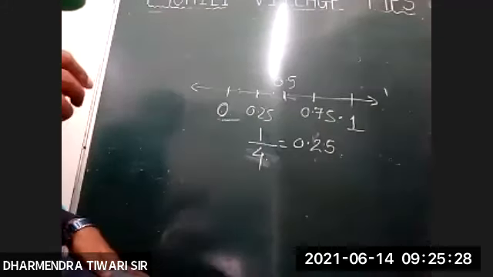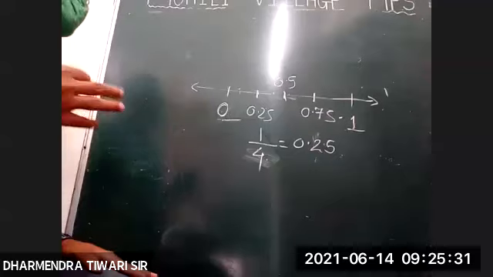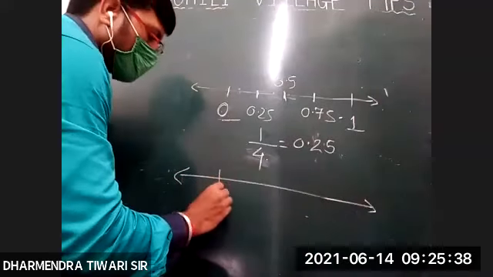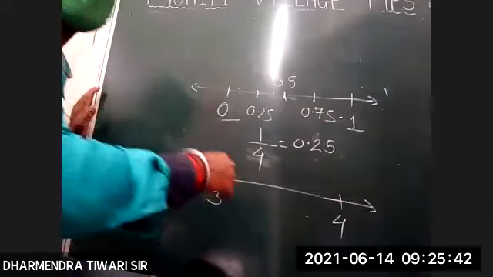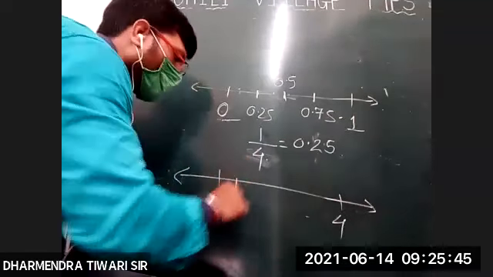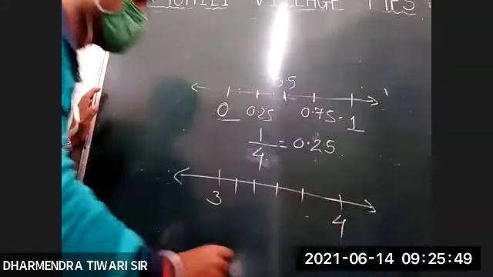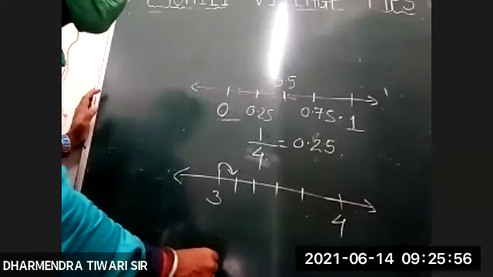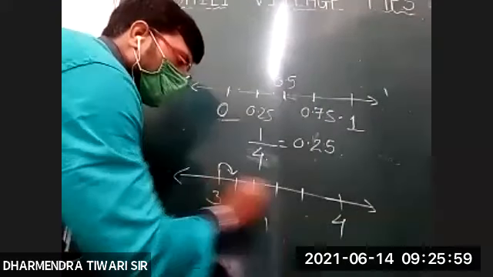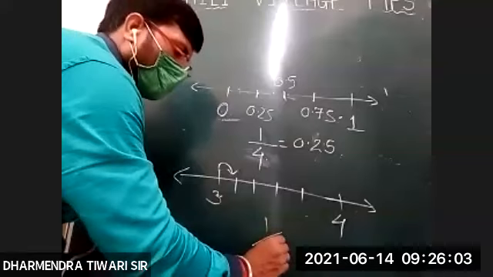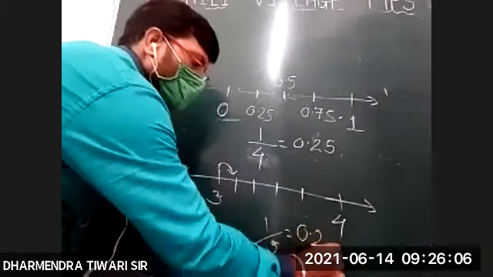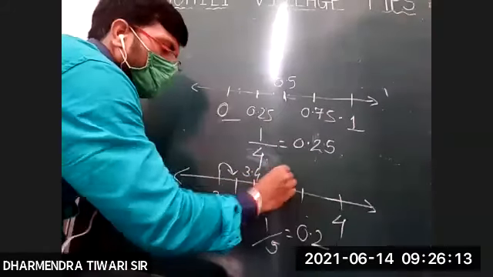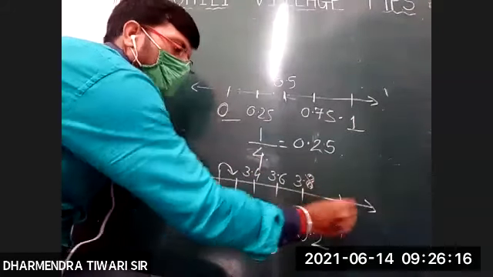Say somebody says, sir, instead of dividing 0 and 1, here we have divided by 4, so take the next, say 3 and this is 4, and divide it into 5 parts, say 1, 2, 3, 4, and this is the 5th part. What is the value of one step here? The distance between 4 and 3 is 1, and 1 divided by 5 parts will be 0.2. So one step is of 0.2. So this is 3.2, 3.4, 3.6, 3.8, and here comes 4.